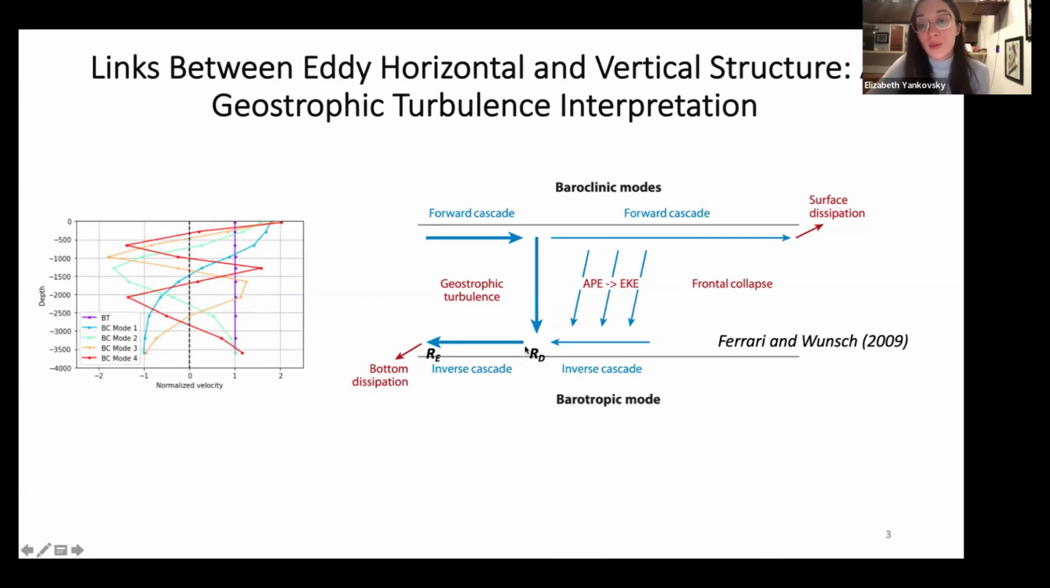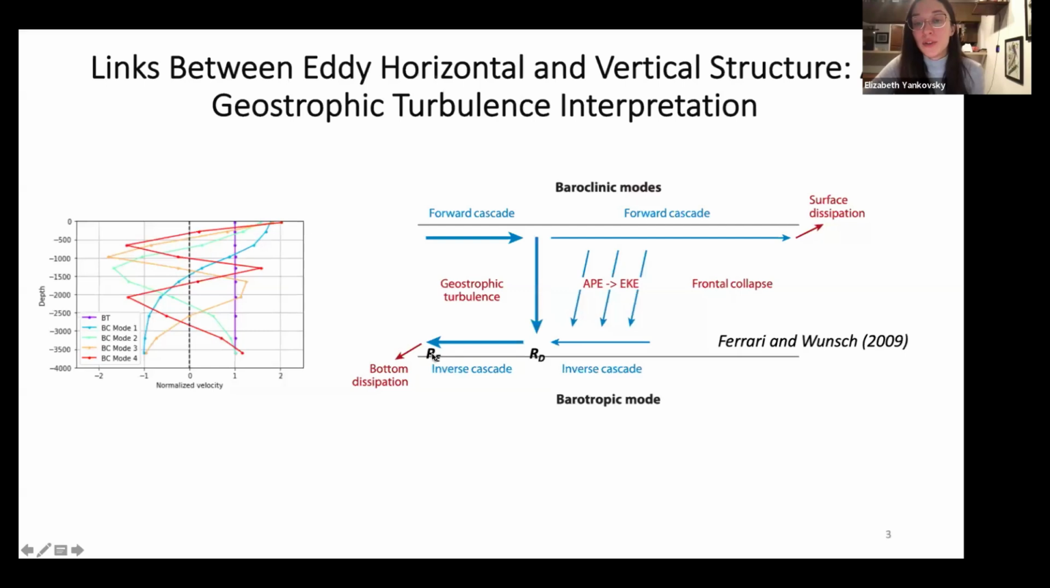Then at the Rossby deformation scale, which I mentioned in the previous slide, we see a transfer of energy from the baroclinic modes into the barotropic mode, which is again the uniform-with-depth mode. As a result, once this energy gets transferred into the barotropic mode, because it's now a 2D flow, we see 2D turbulence behavior, which is that there is an inverse cascade of energy to larger scales.